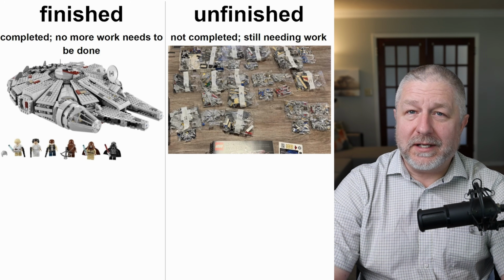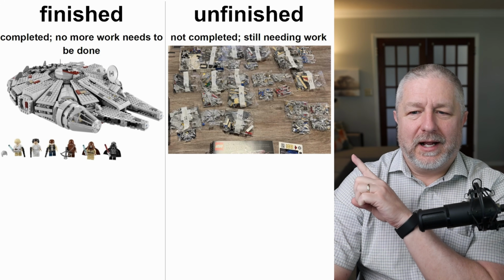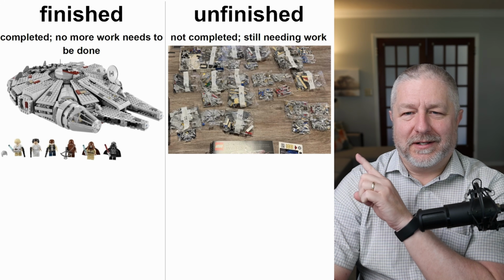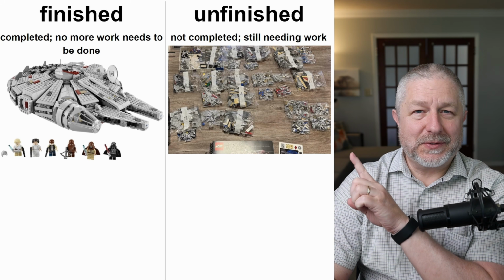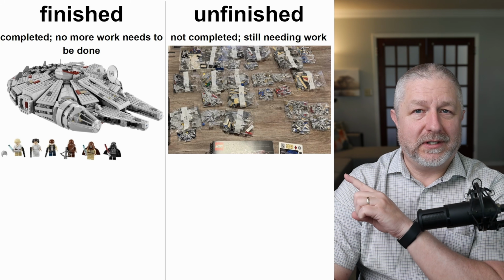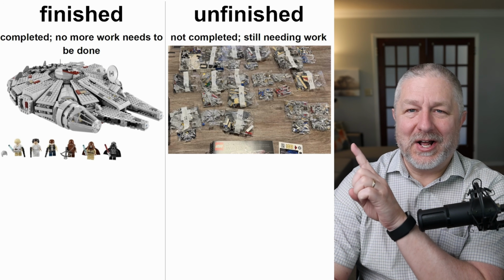No more work needs to be done. And you see the Millennium Falcon made out of Legos there. And then you have unfinished, not completed, still needing work. I believe this is the same Lego set. And if you look at the far picture, it is finished. And if you look at the picture closest to me, it's definitely unfinished.